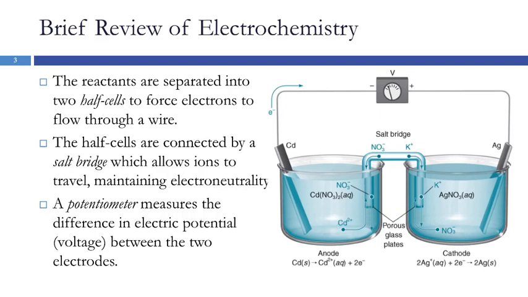In order for us to not have a buildup of charge, we need to have some way for the counter ions to be able to move and maintain charge neutrality. So we have a salt bridge here. The salt bridge can take many forms. Here it's probably just a glass tube with some sort of an electrolyte solution in there, and probably some sort of a porous membrane at the end. Here it says porous glass plates. Something that will keep the solution inside but allow ions to move. Okay, so the potentiometer here is going to measure the difference in electric potential between the anode and the cathode.